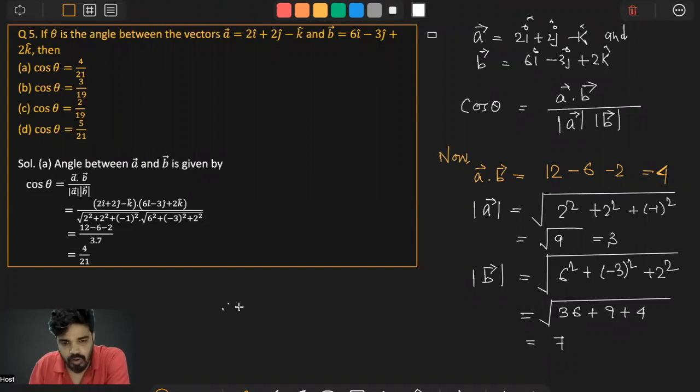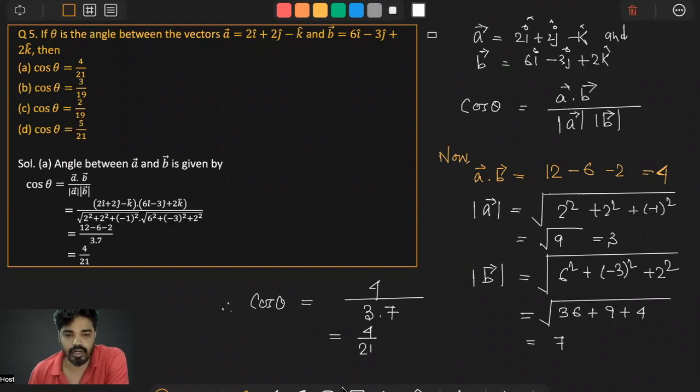Therefore, cos theta is equal to A dot B divided by modulus A modulus B. A dot B is 4, modulus A is 3, and modulus B is 7. That means 4 by 21. So this is the answer. Which option is correct? Therefore option A is correct. Okay, so next example.